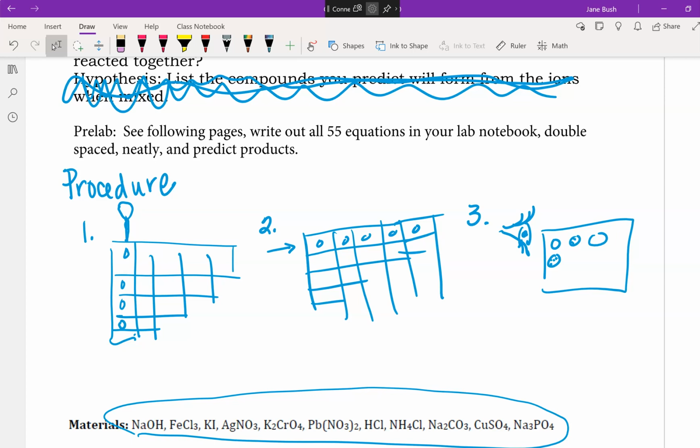Yes. So you'll put drops all the way down here. Then you'll put copper 2 sulfate all the way down. And then sodium carbonate. And then the second step will be to find the chemical on the side and go across. And then the third step is to look at it. And you will be looking for a precipitate.